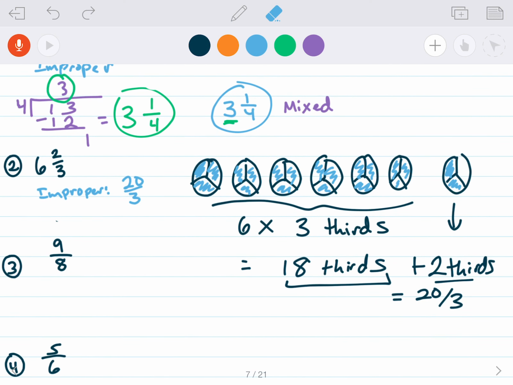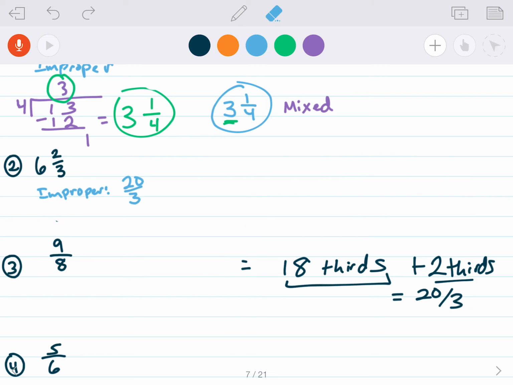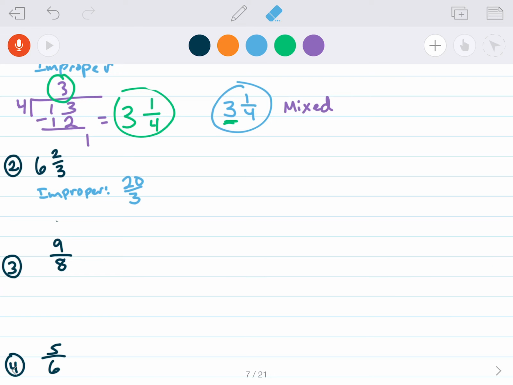pictorially. All right, the next one we have 9/8. So let's go ahead and do the division because we're given an improper fraction and we want to go from improper to mixed. So I'm going to divide 8 into 9. 8 goes into 9 once. 8 times 1 is 8. 9 minus 8 is 1. And so this is going to be 1 and 1/8, as a mixed number.